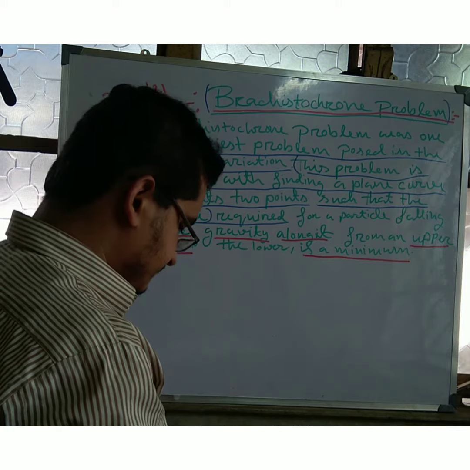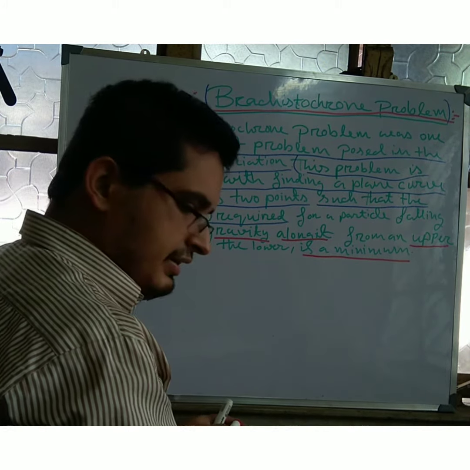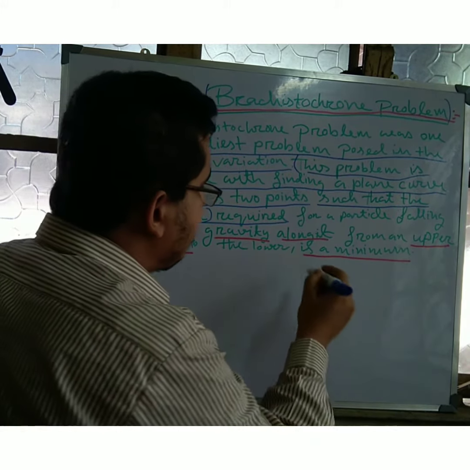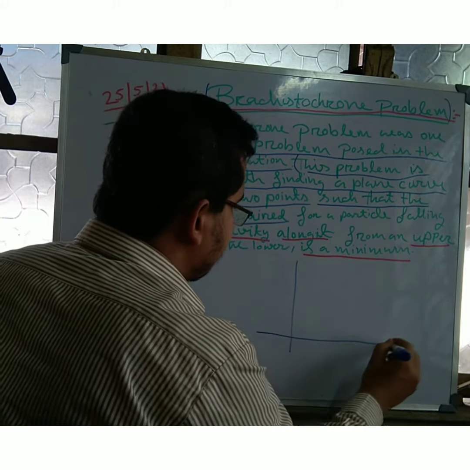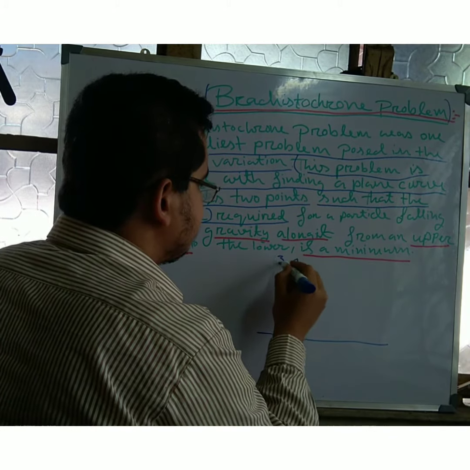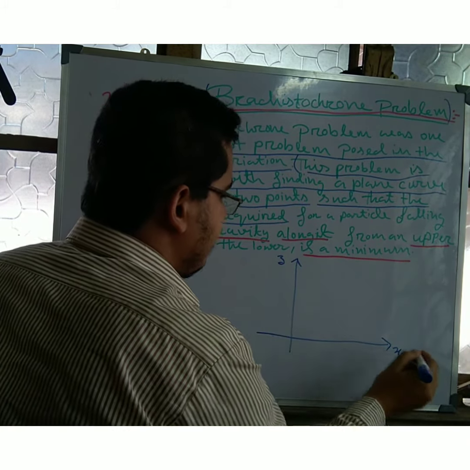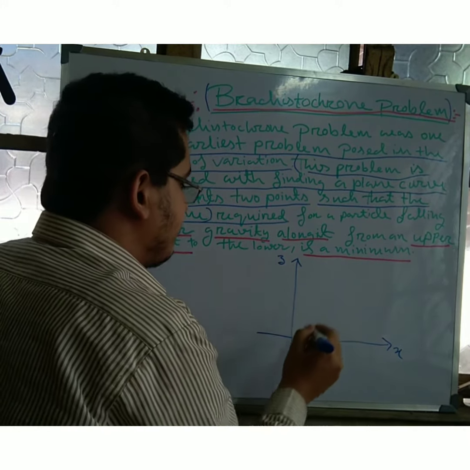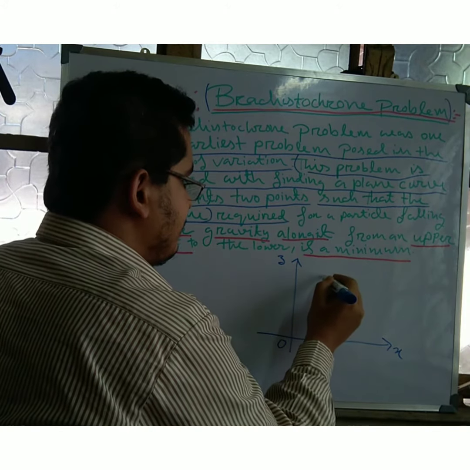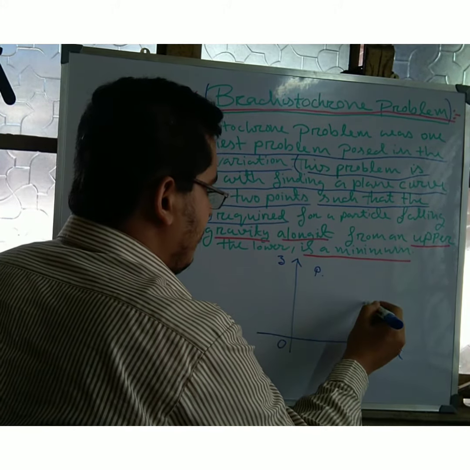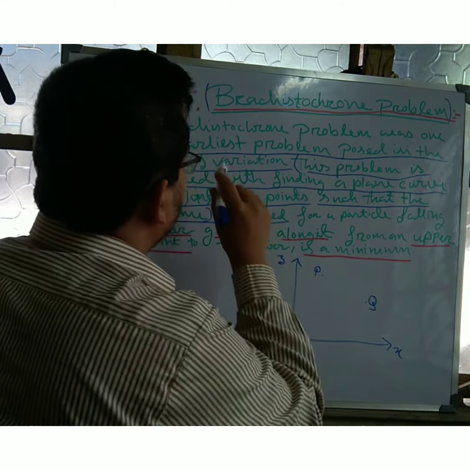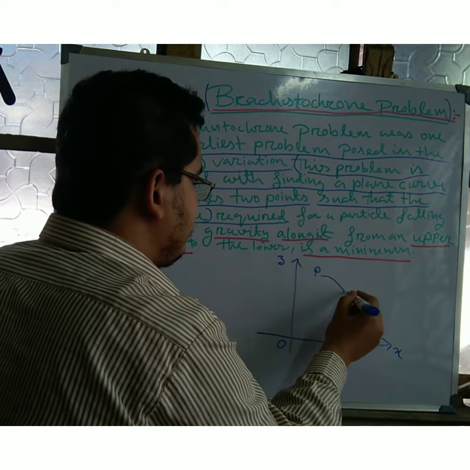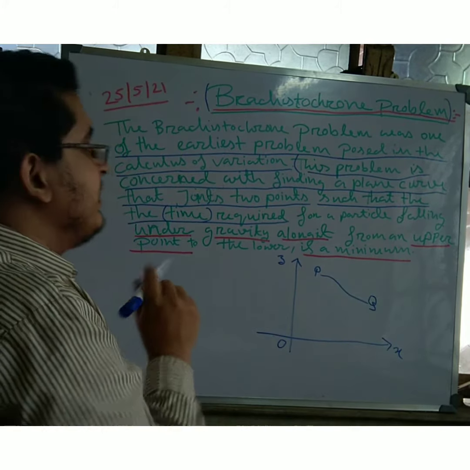So friends, I think I can make clear what the main problem is. This is the axis, friends, Z, and this is X. This is Z and this is X. This is the origin. These are two points, one is P and the other point is Q. The curve joins the two points, so I join these two points here.